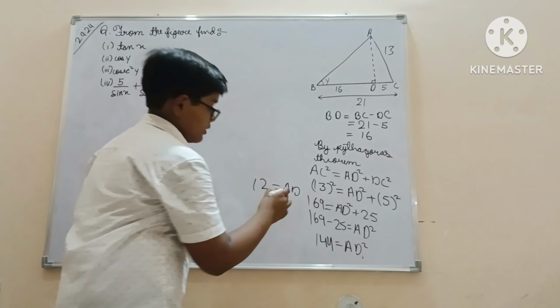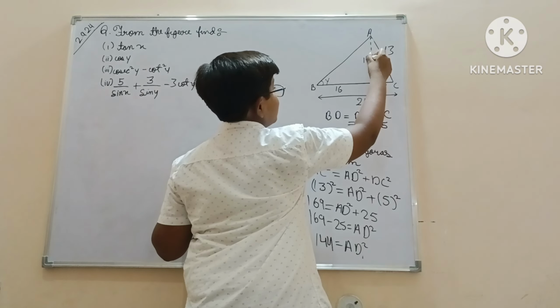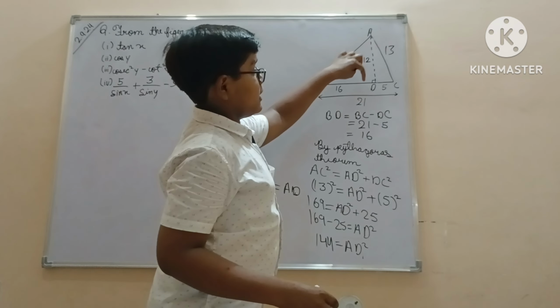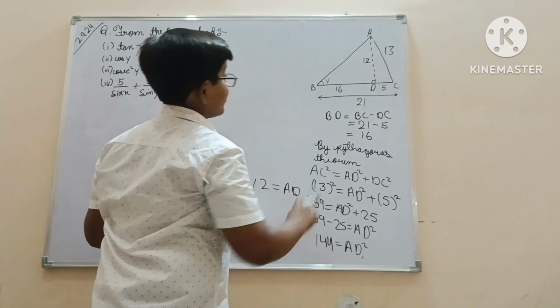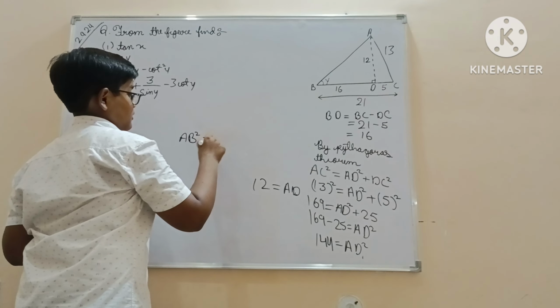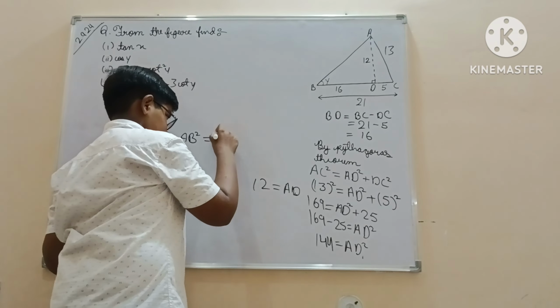Now we have found our line AD, which is 12. Now we have found this line BD and this line AD. Now we will find the line AB. By Pythagoras theorem only, AB square will give us BD square plus AD square.